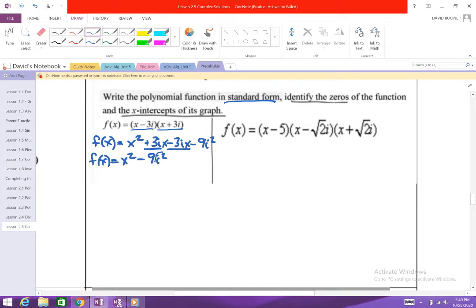But again, remember what I talked about at the beginning about this i squared piece. i squared is negative 1. So this is f of x equals x squared minus 9 times a negative 1, which would make that plus 9. So this is f of x equals x squared plus 9. So there's our equation in standard form.